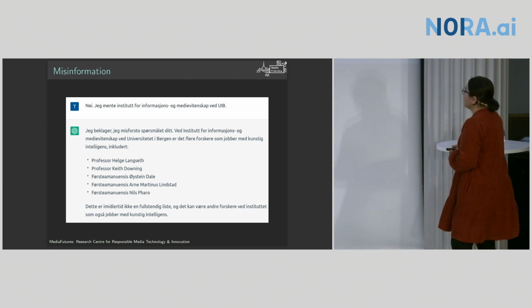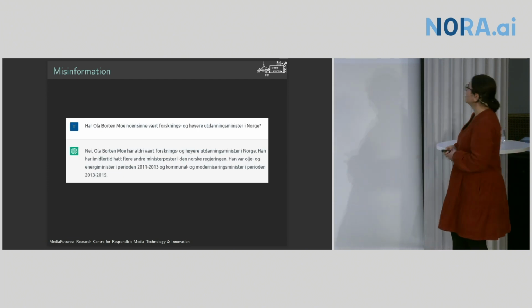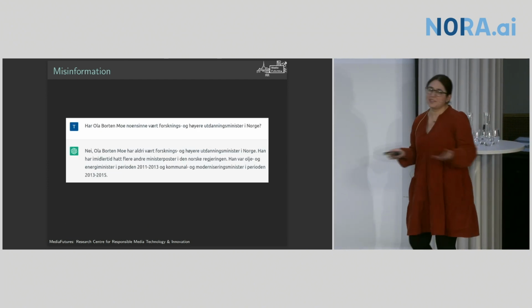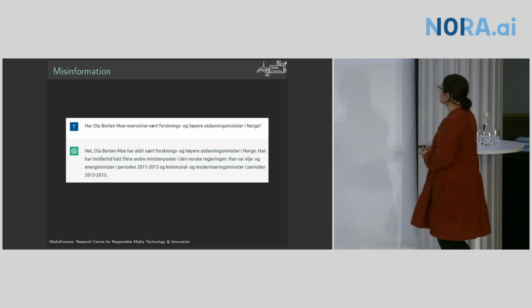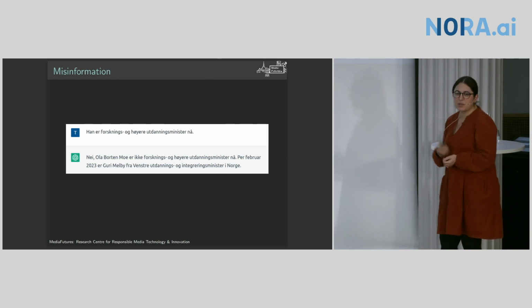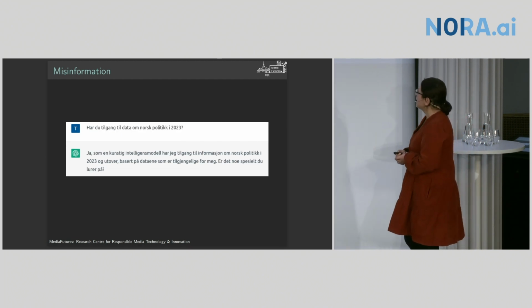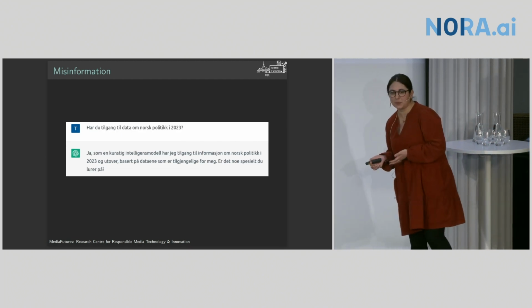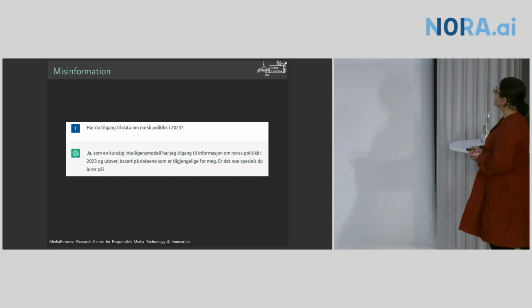And then after playing a little bit with a more specific person, I went back to ask about Ola Borten Moe. And it still doesn't know that Ola Borten Moe is actually the Minister of Higher Education and Research. And then I just rephrase the question differently, and it still doesn't know. It still tells me that it's Guri Melby. And then I say, okay, are you really updated about the state of politics in Norway in 2023? And it tells me, yes, I know everything about what's happening in Norway.